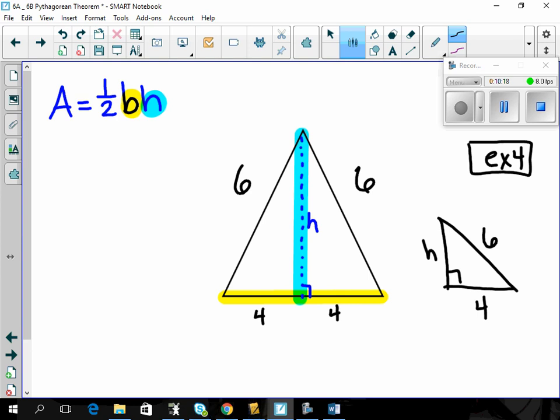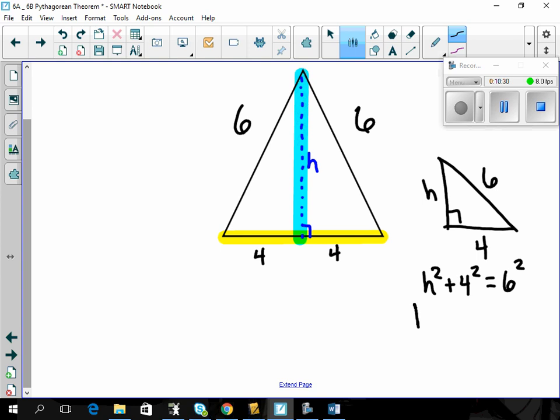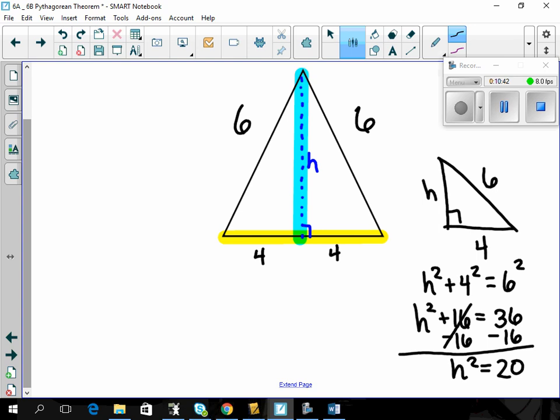Well, the height squared plus 4 squared is equal to 6 squared. That tells me that the height squared plus 16 is equal to 36. I'll subtract 16 from both sides. The height squared is 20. Therefore, the height is the square root of 20.